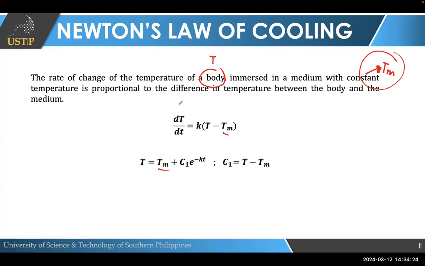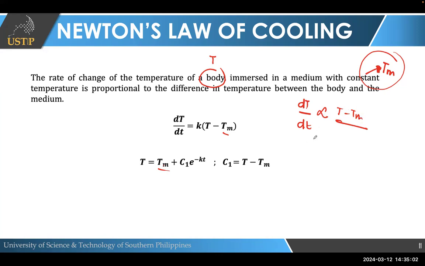It is proportional to the difference in temperature between the body and the medium. So, its mathematical expression will be the rate of change of the temperature of the body, dT, big letter T, over dt, small t, which is time, directly proportional to the difference of the two. Okay? We don't have to worry about which has the greater value. It could be the temperature of the medium minus the temperature of the body, or the temperature of the body minus the constant temperature T sub M.